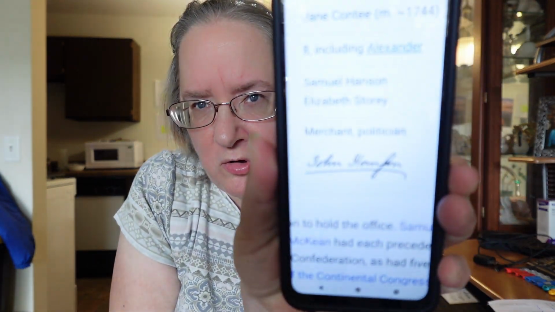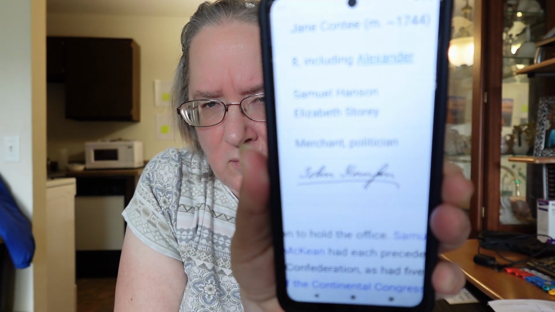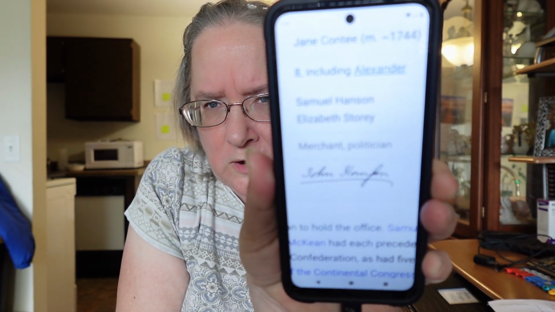And he was a merchant politician. So here is his signature. I don't know how well you can see that. I don't know how well the camera's focusing in on that. So that's his signature. And he was in office from November 5th of 1781 to November 3rd of 1782. So he served 1 year.